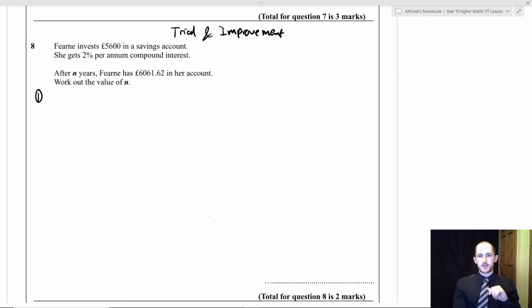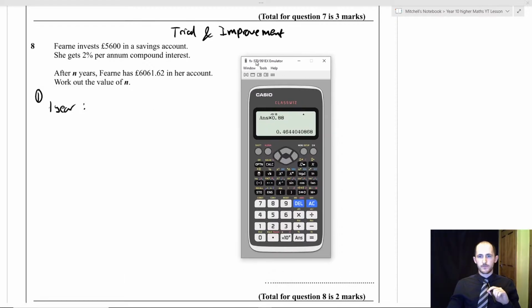Cool. So, first year, she's going to have 5,600 times by 1.02. We all agreed? So 5712.